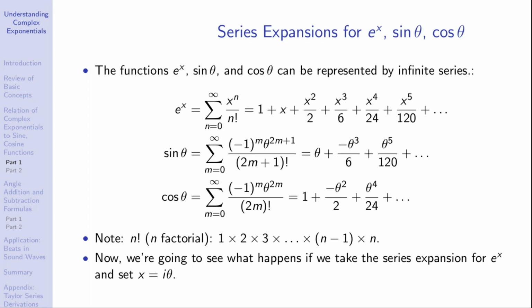And note here that n followed by an exclamation point, which is read as n factorial, is equal to 1 times 2 times 3 times 4, etc. up to n. Okay, now we're going to see what happens if we take the series expansion for e to the x and set x equal to i theta.